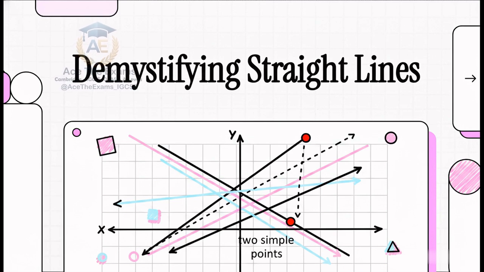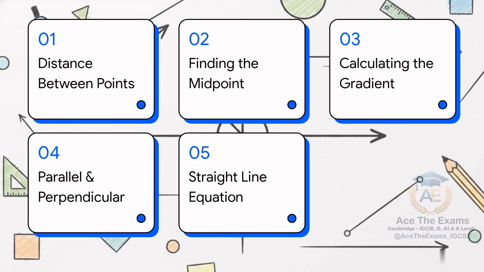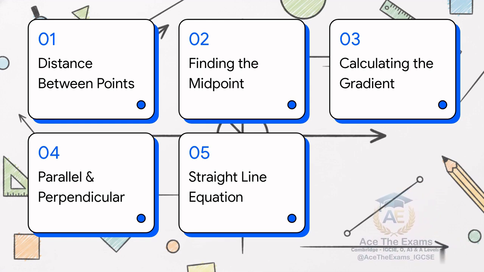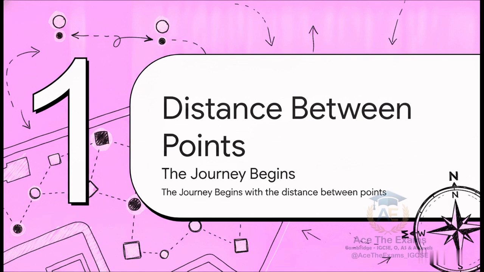I want you to think of coordinate geometry not just as some dry math topic, but as a really intuitive visual map and a super powerful toolkit. And honestly, the best part is that we're going to build this entire world starting with literally just 2 simple points. So here's the quick roadmap for our geometric toolkit today. We'll start with the distance between points, then move on to finding the midpoint, calculating the gradient, comparing parallel versus perpendicular lines, and finally, we'll wrap up with the straight line equation. Let's get to it. Section 1.